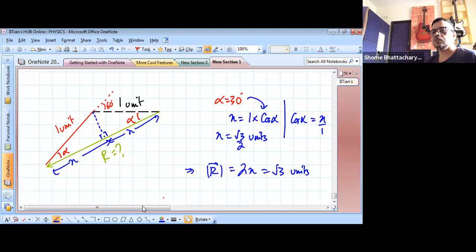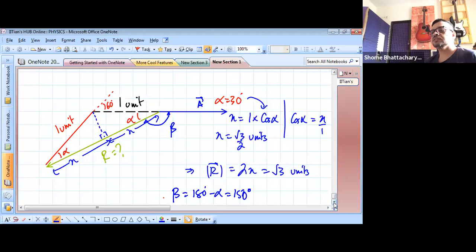And also, what about now? Where was our original vector a in this? Our original vector a was here. We also had to find the angle that the resultant vector r was making with this. So that is this angle. Let's say this angle here is beta. So beta is 180 minus alpha, or 150 degrees.